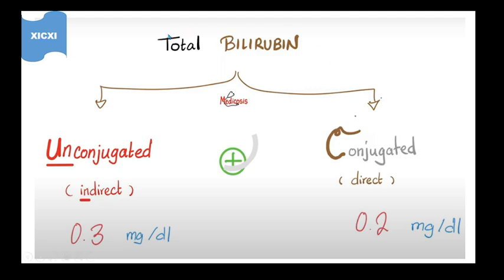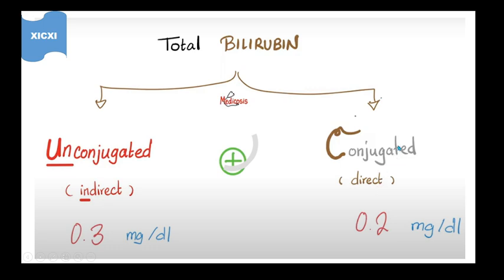Lab scientists are required to know this. Total bilirubin in our body should not exceed 2. Once it exceeds 2 milligrams per deciliter, it can cause a big problem like kernicterus, which is a problem in the brain. Total bilirubin comes in 2 types, unconjugated and conjugated. Unconjugated is the same as indirect bilirubin, and conjugated is the same as direct bilirubin.